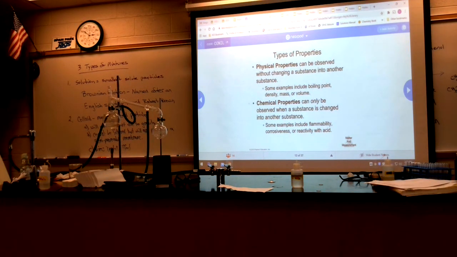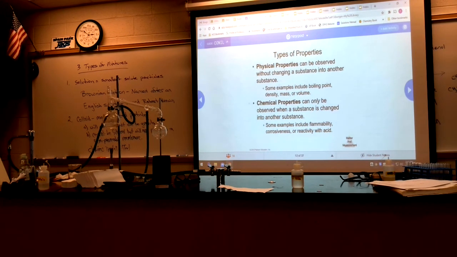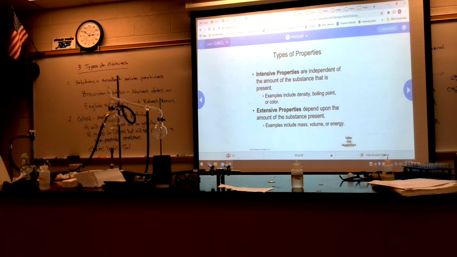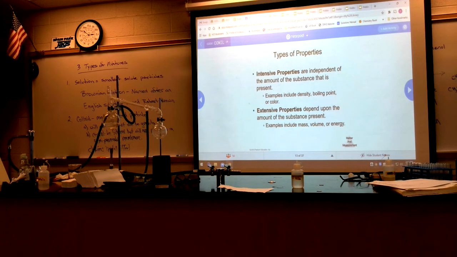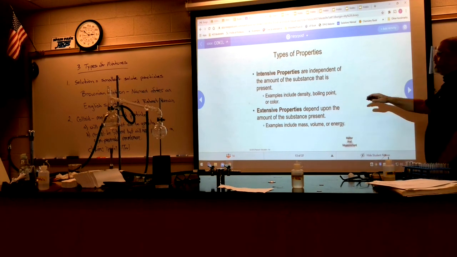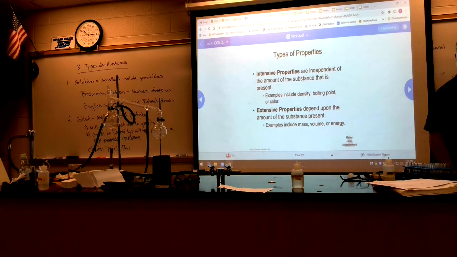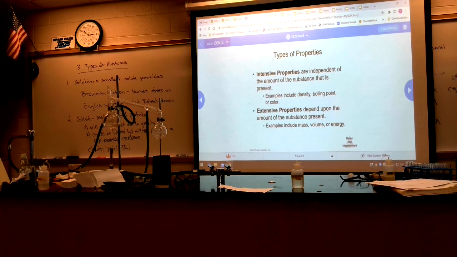Then we'll look at these. You guys did this in the first week in Chemistry 1. Now, when we're dealing with physical properties, there are two types, intensive and extensive. You do need to make sure you know this. An intensive property is one that's internal. It doesn't matter how much of the substance you have.